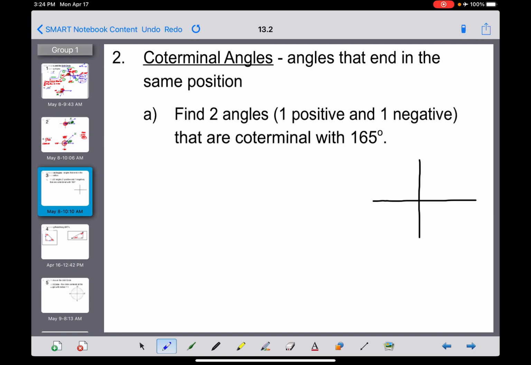The second thing I want to talk about is this word coterminal angles. Terminal, we already talked about before, means ending, and co is two things that happen together. So coterminal angles are two angles that end in the same position. Let me show you what we mean by that, everybody.